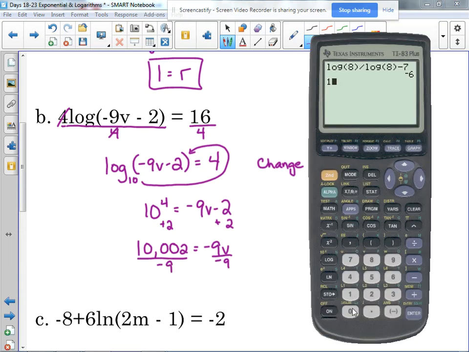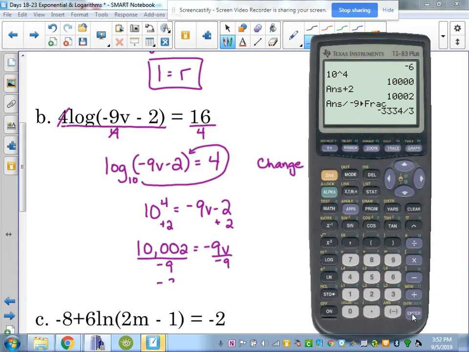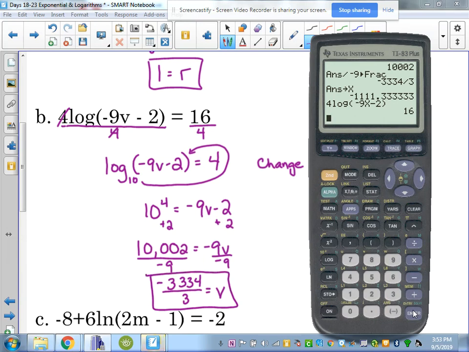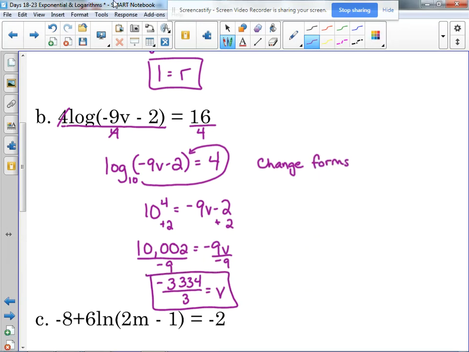Don't know whether this is going to simplify or not. Let me just check really quick. My 10 to the 4th, adding 2, divided by -9. I know it's not evenly divisible, so I'm going to change it to a fraction. -3,334 divided by 3 is our b. I would mostly store that as x. Definitely storing that as x so that I can check it for log -9x minus 2. So seems like a very, very strange answer, but it works out in our problem. That is the correct answer for our variable.